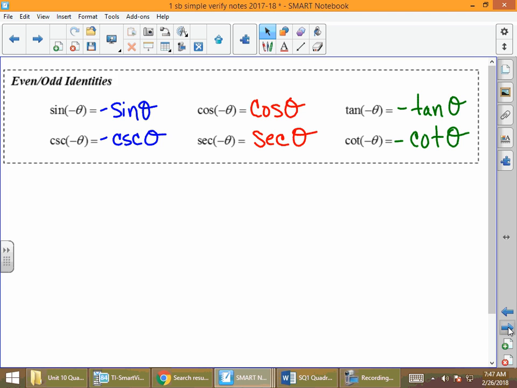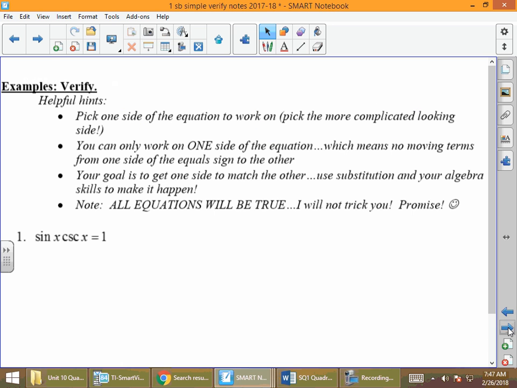So let's work through a couple of examples here. Before we get to those, a couple of helpful hints. Pick one side of the equation to work on. Pick the more complicated side. Oftentimes it tends to be the left side, but it's not always the left side. You can only work on one side. So you're picking the most complicated side, and you're going to take that side and turn it into the other side. It means no moving terms from one side to the other.